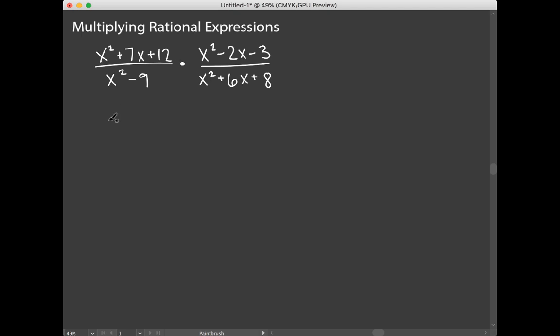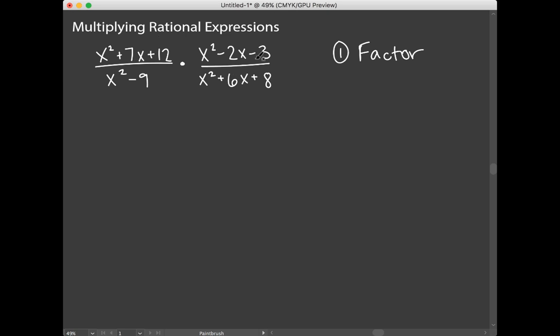All right, to multiply two rational expressions, it's extremely similar to if we were to factor two rational expressions. So the first, or not factor, I'm sorry, simplify. So the first step is to factor the expressions. When we multiply fractions, we generally multiply numerator times numerator, denominator times denominator.